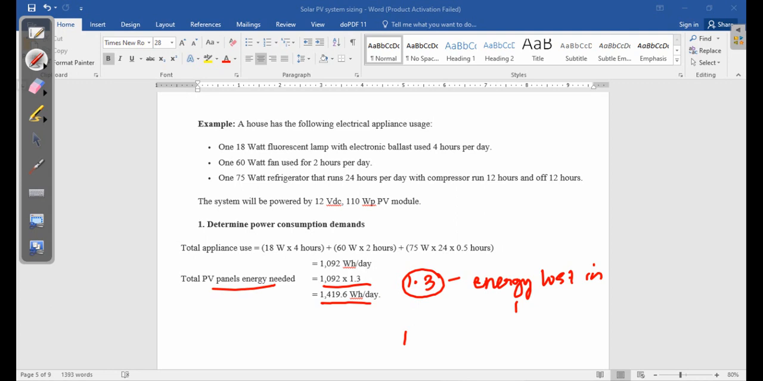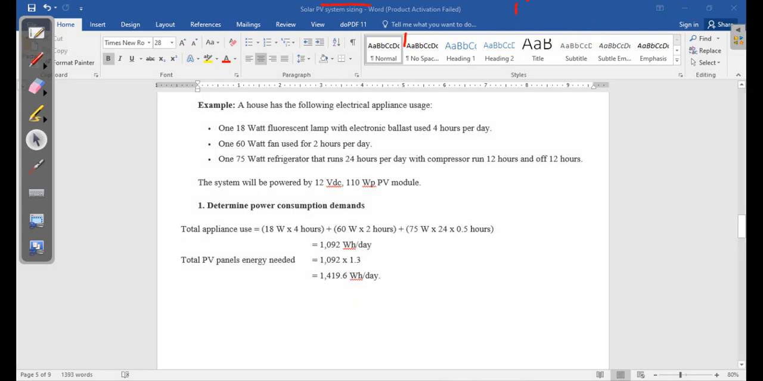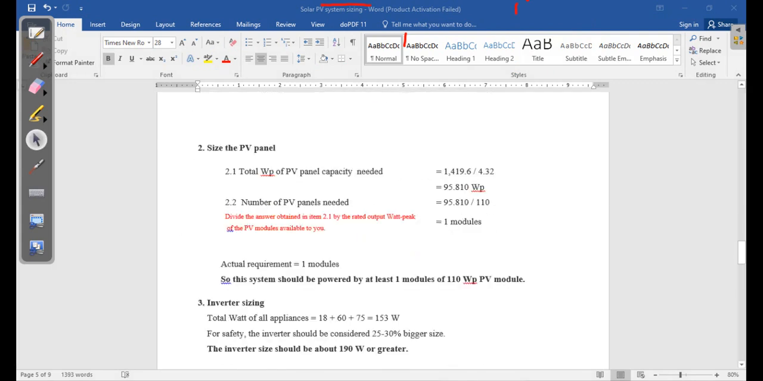So now considering the next parameter. This is step one. Step two, we have to determine the size of the panel. The size of the panel we already calculated. What is the total watt power required for using the panel? 1419. It is the total wattage we need to supply for the particular three loads.